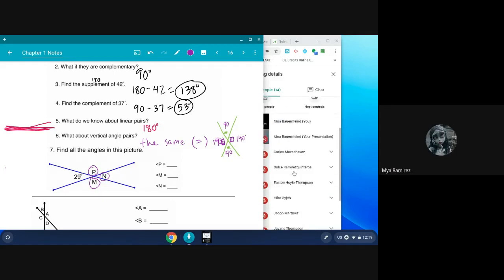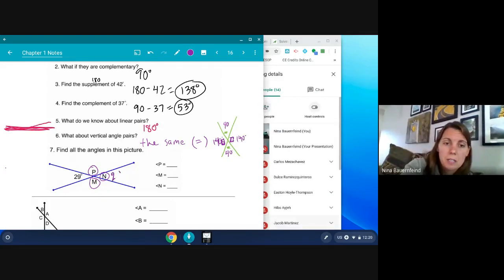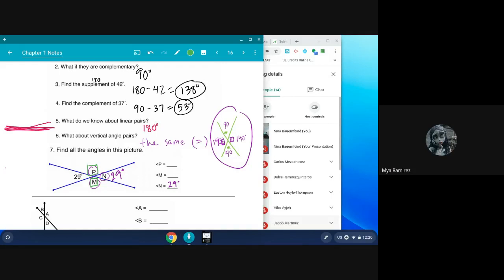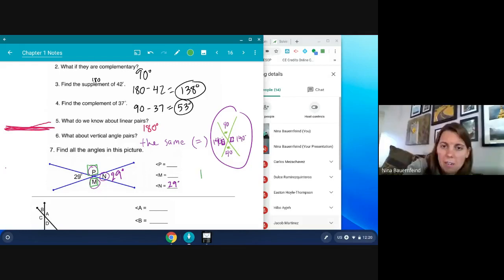N is 29. N is 29 because they're going to match just like these ones up here. And then does anybody know how we could find P and M? Yeah. How would you do it? So take the line, remind myself that's 180, then minus 29. All right. So the line's 180, and then we would subtract 29, so that's 151. And those two are both going to match. They're both going to be 151.